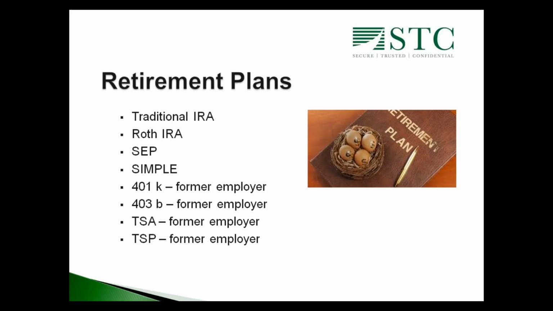I brought out on your screen four plans that say former employer. A 401k is a for-profit corporate plan. 403b, often used by charitable organizations. TSAs, tax-sheltered annuities, TSPs, thrift savings plan. If you formerly worked for an employer and participated in any of those types of plans, you can move those monies out into, say, a traditional plan, or if you qualify for a SEP, into a SEP, and then you could self-direct those funds.